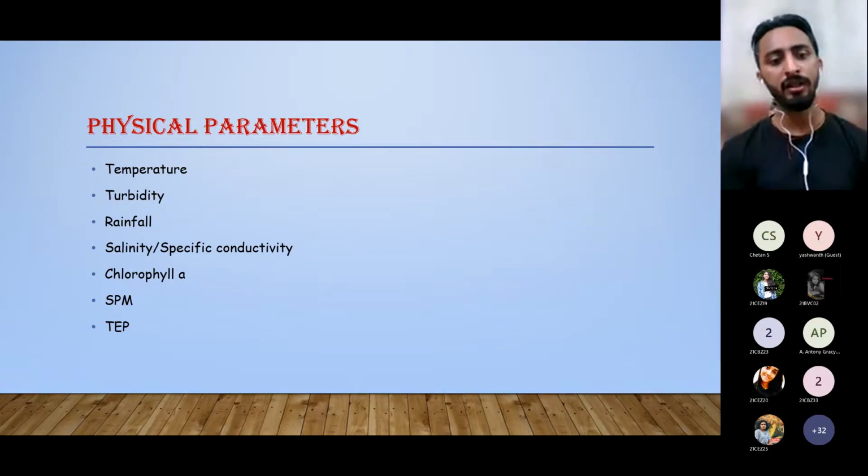TEP, like SPM and chlorophyll, is measured through filtration. But in the case of TEP, the filter paper used is an isopore 0.45 filter paper, a special one which traps the dissolved carbohydrate. This filter paper is further processed using a stain called Alcian blue and 80% H2SO4, and analyzed under a spectrophotometer, and the absorbance after further calculation gives the value of your TEP, that is, the transparent exopolysaccharide.